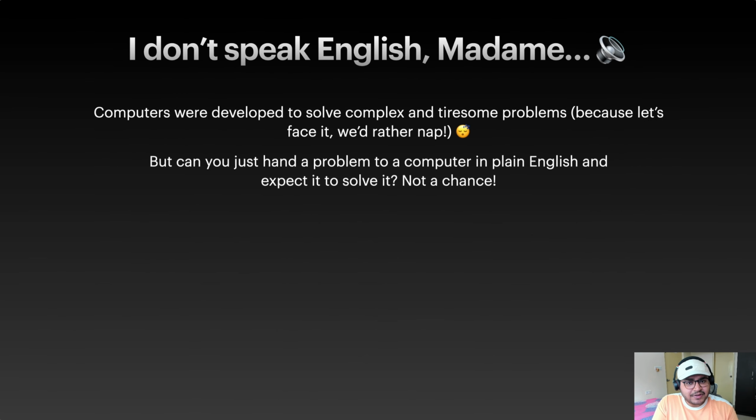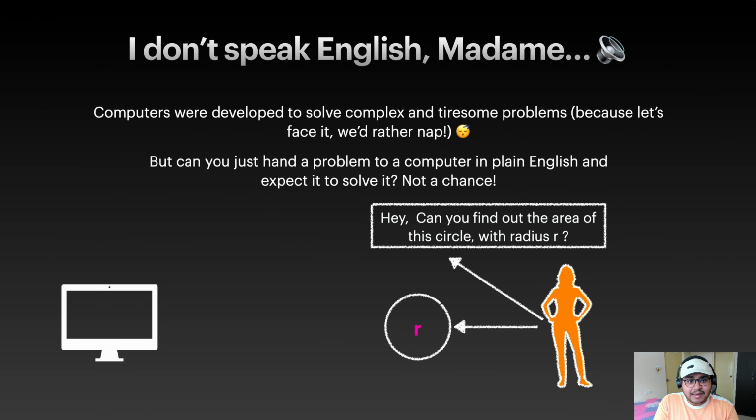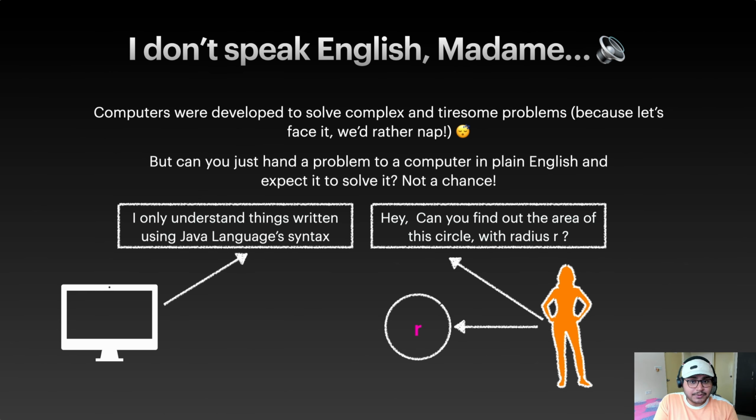Computers in daily life are used for solving complex and tiresome problems. But is it possible to hand over a problem to a computer written in plain English on a piece of paper and expect it to solve it? So let's say someone asks the computer, can you find the area of a circle with radius r? Sure, it's a simple task for you. Pi r square. It's like a walk in the park. But to a computer, that question means absolutely nothing.